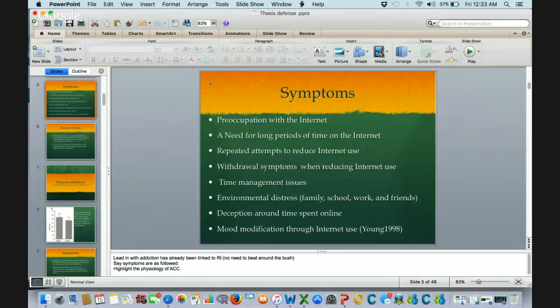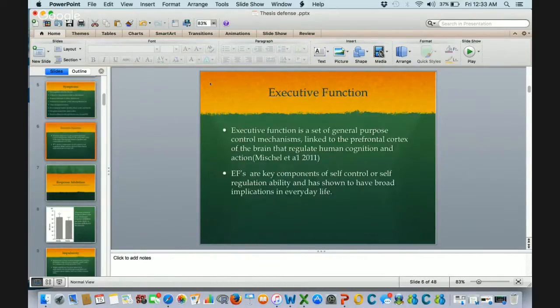So why are these people addicted in the first place? Well, this is due to one of our components of executive function. Executive function is a set of general purpose control mechanisms linked to the prefrontal cortex of the brain that regulates human cognition and actions.